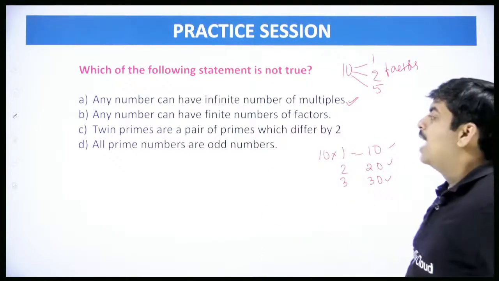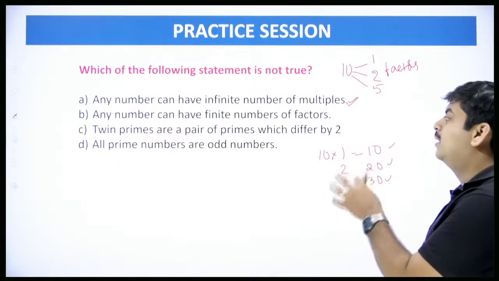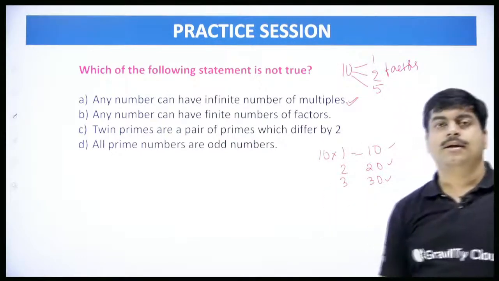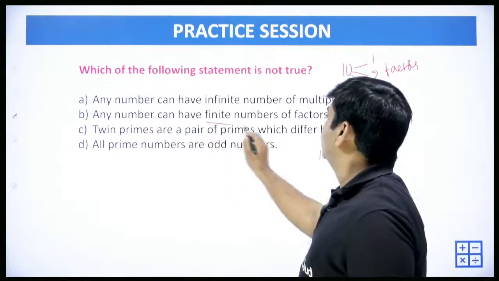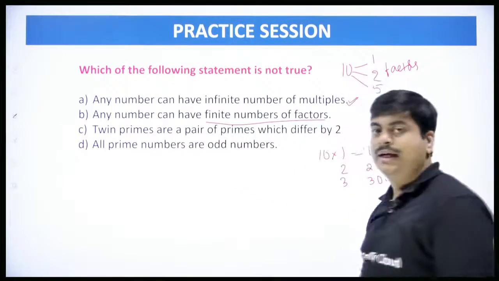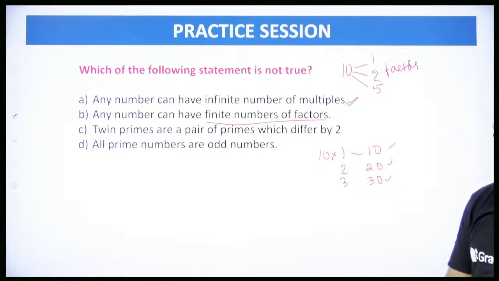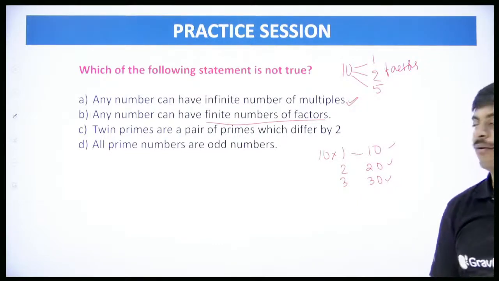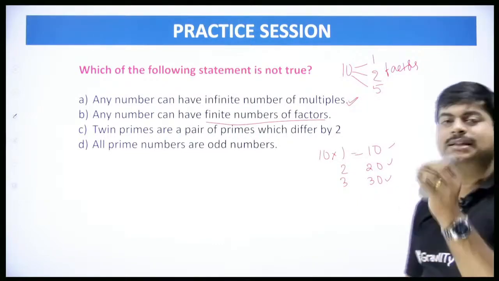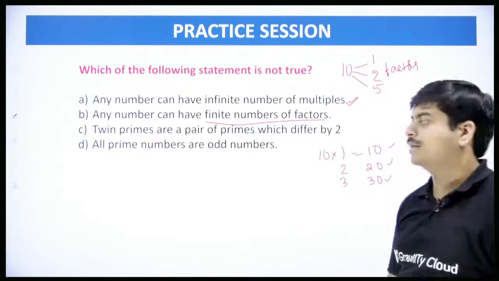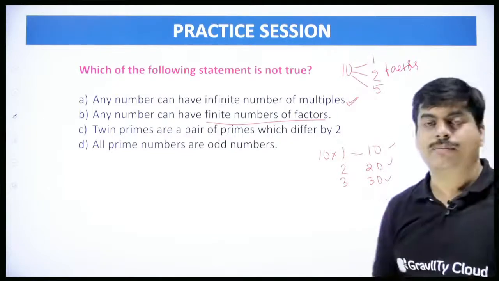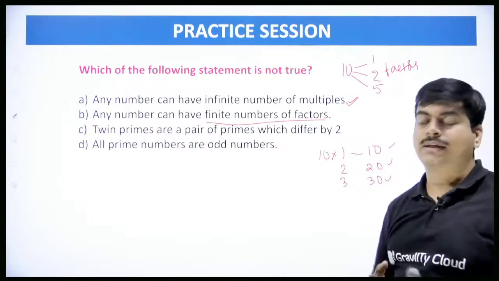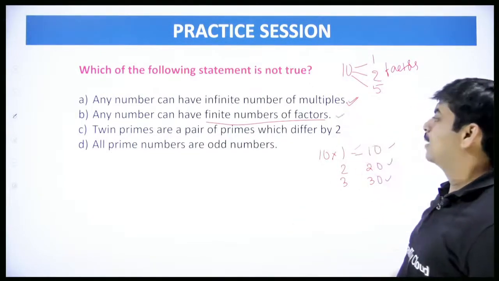The next one. Any number can have finite number of factors. Is that correct? Yes. Finite number means we can specify the number of factors. For example, for 10, we have 4 factors. So it is a finite number of factors. We cannot have infinite number of factors. So even this is correct.